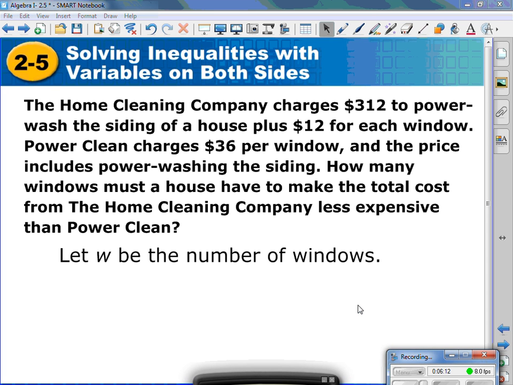A home cleaning company charges $312 to power wash the siding of a house, plus $12 for each window. Power Clean charges $36 per window, and the price includes power washing the siding. How many windows must a house have to make the total cost from the home cleaning company less expensive than the Power Clean?